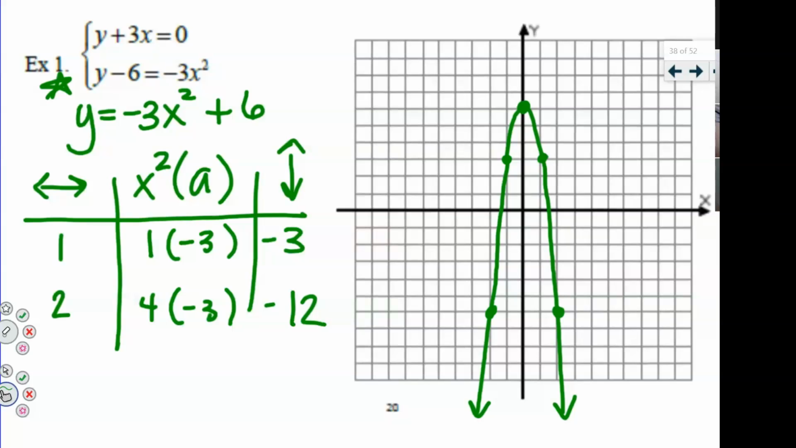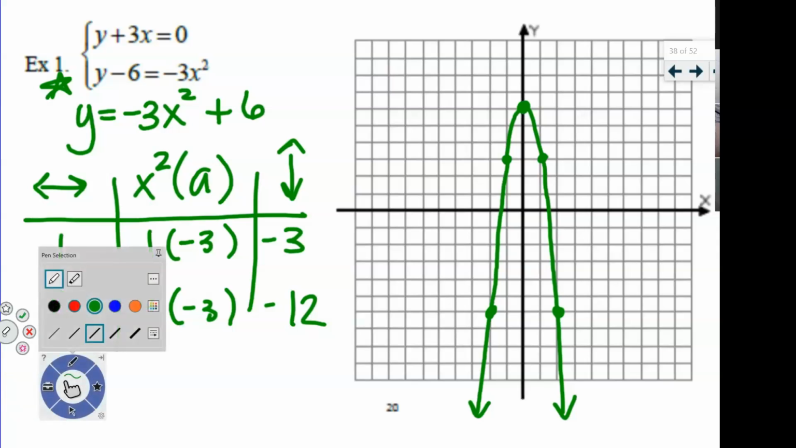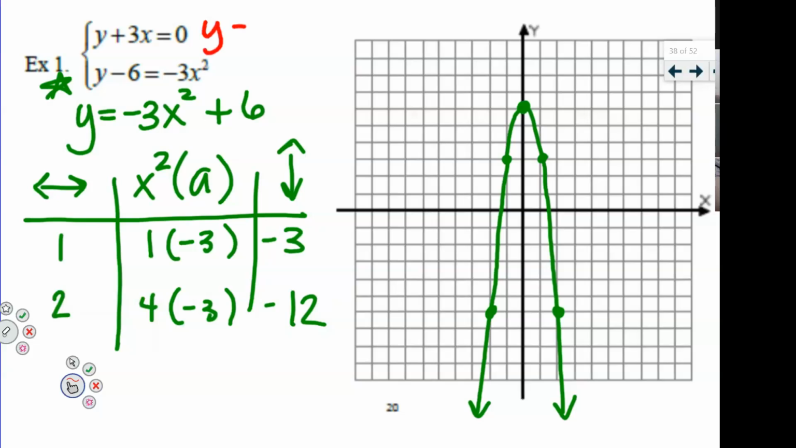Of course, the top equation is a line. Y'all, I'm going to push the 3x over. It's going to be in slope-intercept form. So I'm graphing y equals negative 3x. Obviously, it goes through the origin.